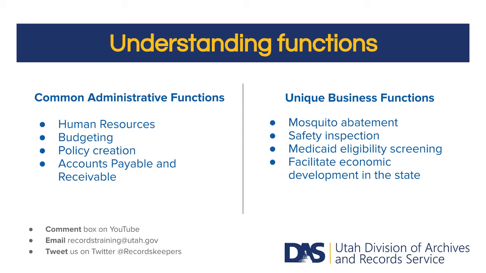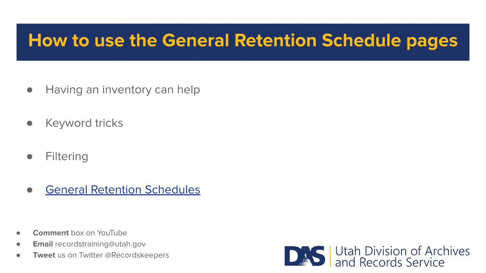So I think one of the first things that you should do before jumping into the search feature is to conduct a basic inventory of the records that you have, or take a moment to think about what it is that you do and what records you're creating as a result of that. So I think we can jump into our tips for how to use the general retention schedule search pages. Like I mentioned, taking the moment to have an inventory of your records can be very helpful, or at least an idea of your function and what records you create as a result of that.